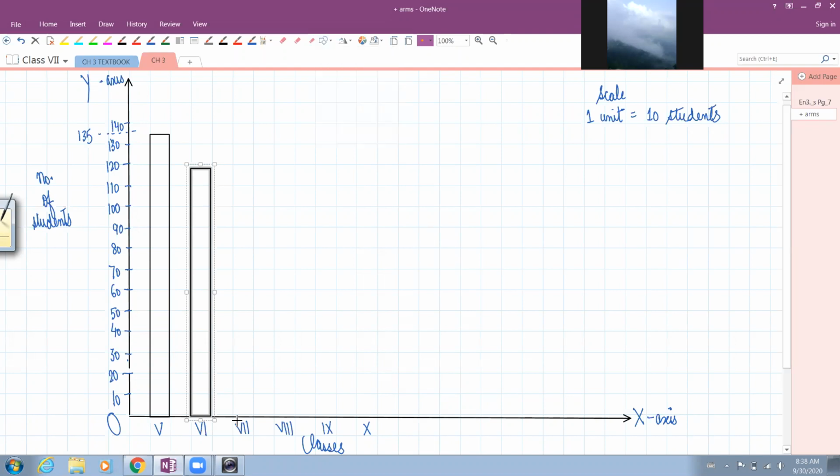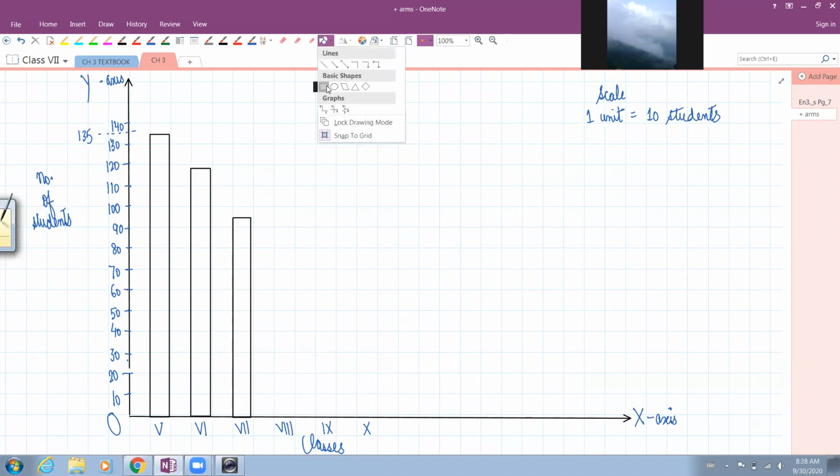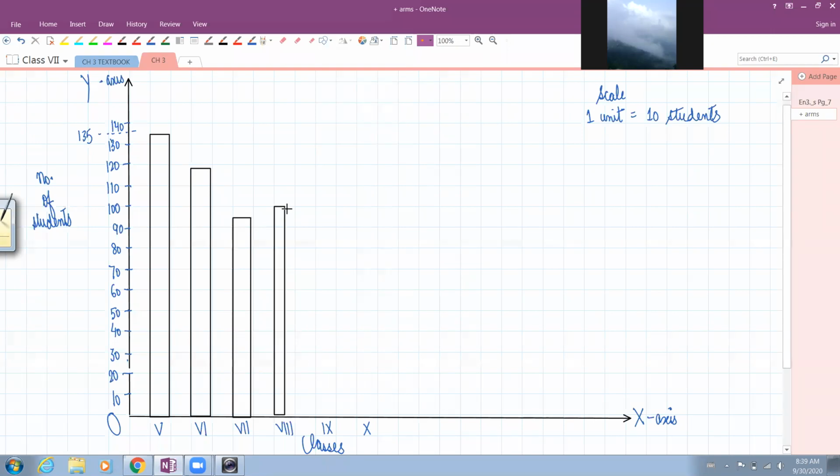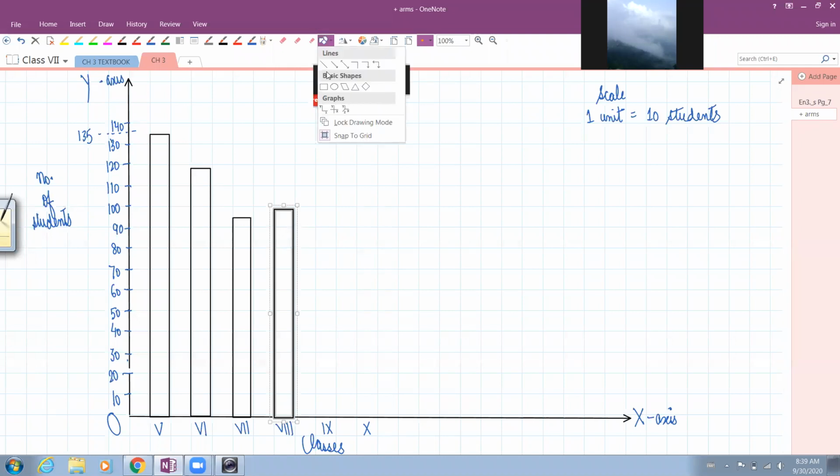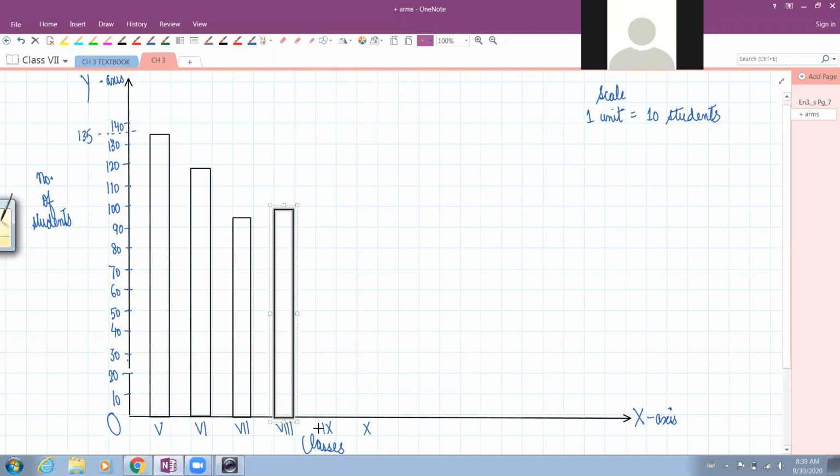Then for class 7th, I've got 95 students. So let's draw the rectangle for that. 95 will be right here between 90 and 100. And then for class 8th, it's 100. Class 9th, it's 90.